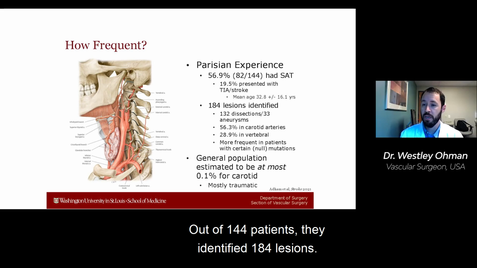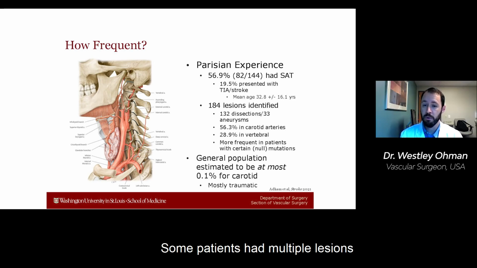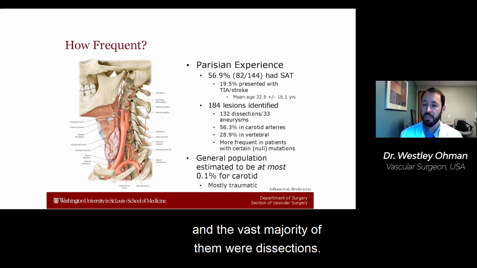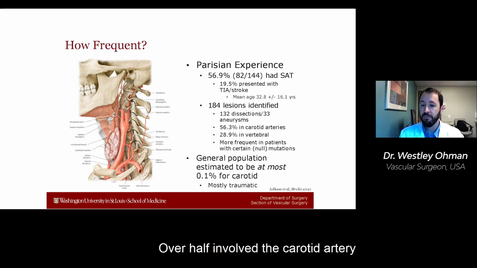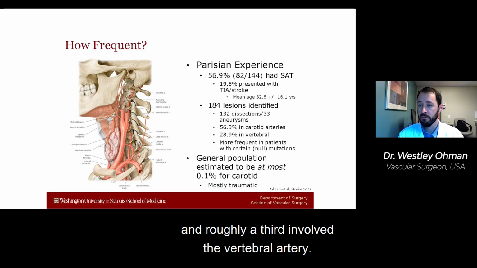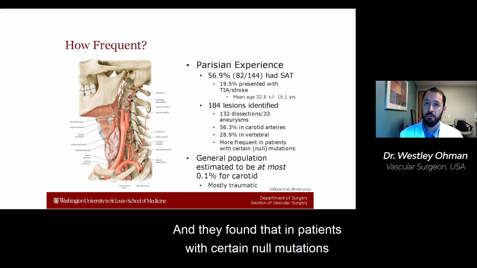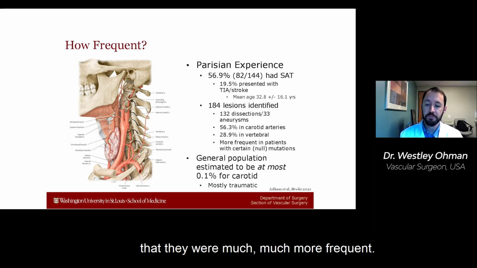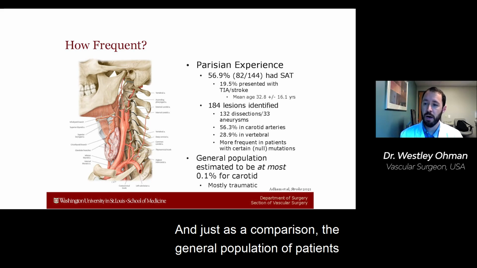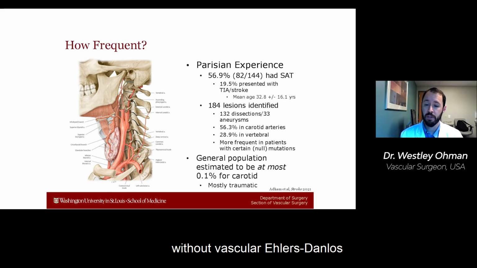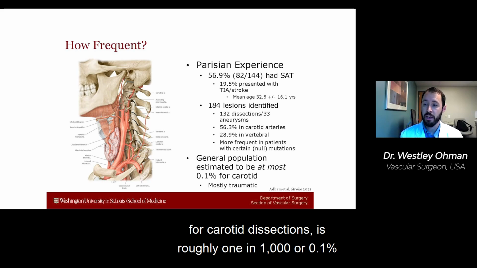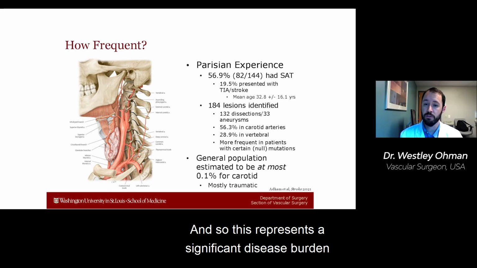Out of 144 patients, they identified 184 lesions, so some patients had multiple lesions, and the vast majority of them were dissections. Over half involved the carotid artery, and roughly a third involved the vertebral artery. They found that in patients with certain null mutations, they were much, much more frequent. Just as a comparison, the incidence of carotid dissections in the general population without vascular Ehlers-Danlos is roughly 1 in 1,000, or 0.1%, and of those, most are traumatic in nature. So this represents a significant disease burden for these patients.